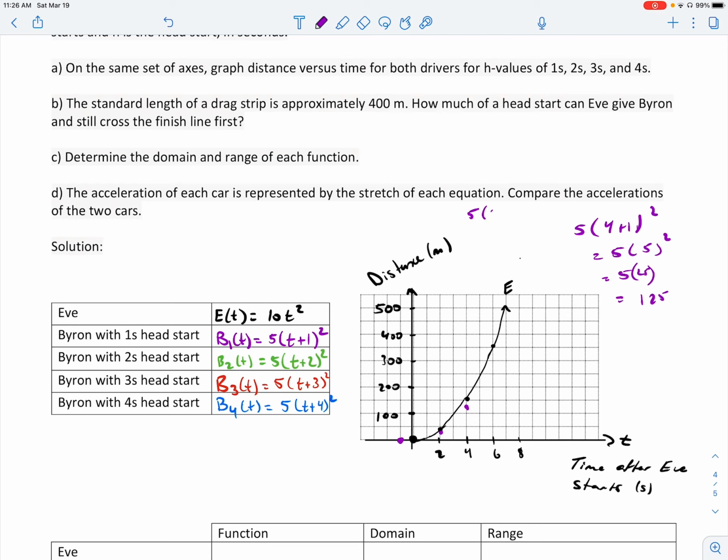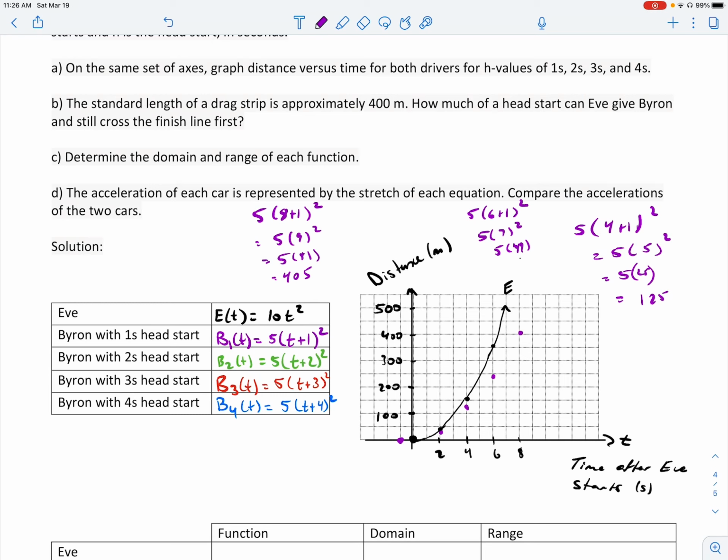Okay, let's plug in 6. 6 plus 1 squared, that's going to be 5 times 7 squared, which is 5 times 49. So 5 times 50 is 250. We'll have to take 5 off. So 245 we'd be at. 245 is right there, just below 250. Okay, plug in 8. 8 plus 1 squared. That's going to be 5 times 9 squared, which is 81. 5 times 80 is 400 plus another 5, so it'll be 405. So at 8 seconds, we're at just over 400, 405.